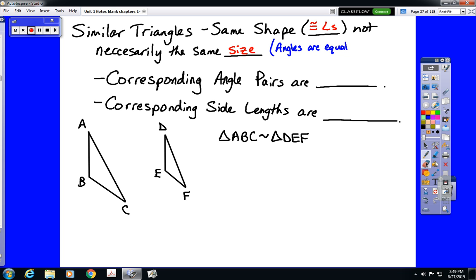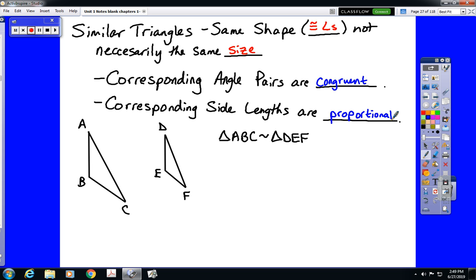It's not really a good way to phrase that. We should say angle pairs are equal. No, let's just not write that at all. Okay, the corresponding angle pairs are congruent, meaning equal. And the corresponding side lengths, while they're not equal, they are proportional, meaning they can be written as a proportion.